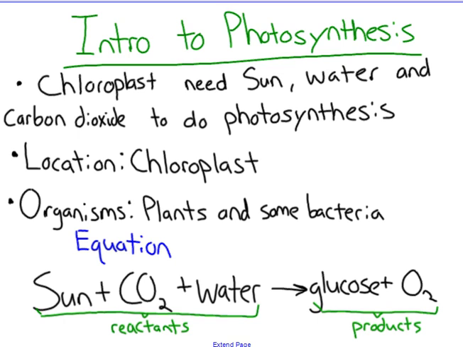In order to do photosynthesis, plants are going to need sun, water, and carbon dioxide. So those are the things that they take in. And that's what the first bullet point there says. It also says that in the equation here below. Sun, CO2, and water. And then what plants give us is glucose and oxygen. So plants give us oxygen. They also give us food to eat, which is glucose.